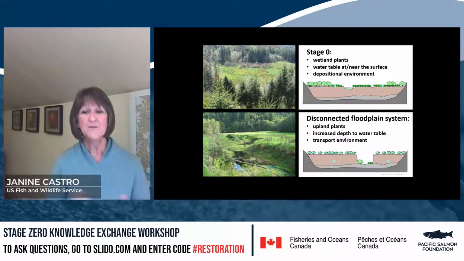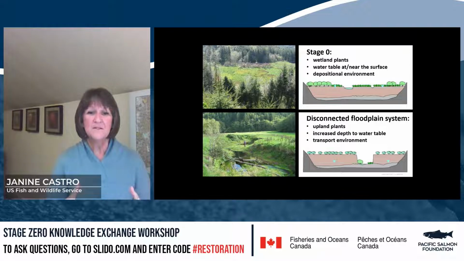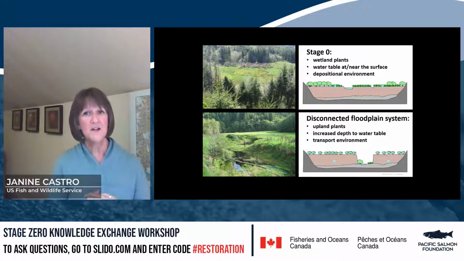And for those of you who are uncomfortable with the term aggradation, as kind of the filling up of the channel, think about floodplain accretion. We're talking about depositional features that are essentially some of the most productive landforms that we have out there for agriculture, where people like to live and so forth. So again, wetland plants, water table at or near the surface, and a depositional environment. On the flip side, a disconnected floodplain system would be more upland plants, terrestrial species, increased depth to water table, and often a transport environment.